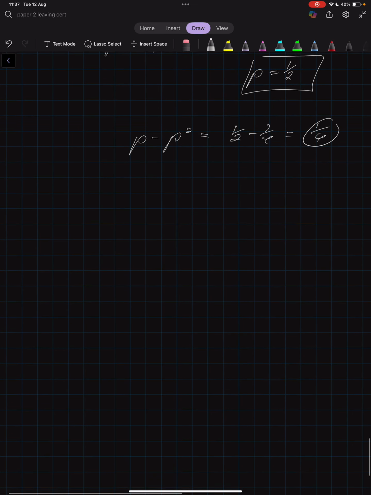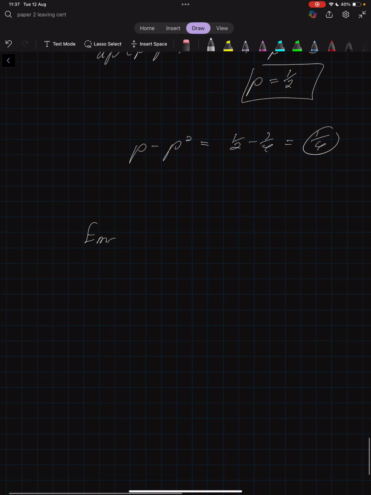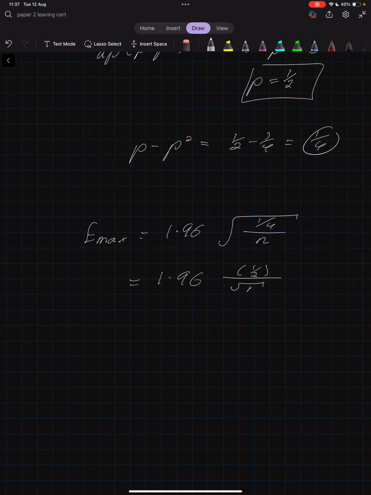So the biggest E, E max, is equal to 1.96 times the square root of 1 over 4, all over N, which is 1.96 times a half. The square root of a quarter is just a half. So it's 0.98 over root N. This is the biggest margin of error you can get.